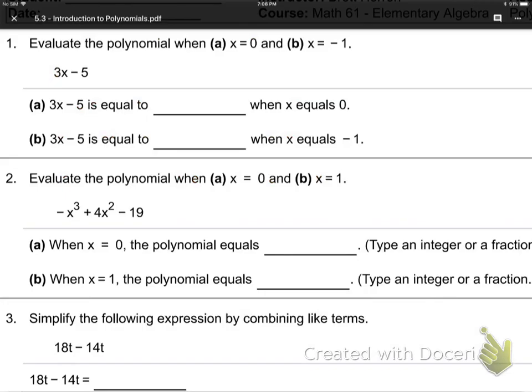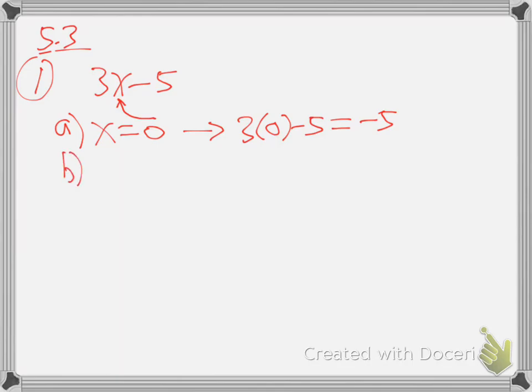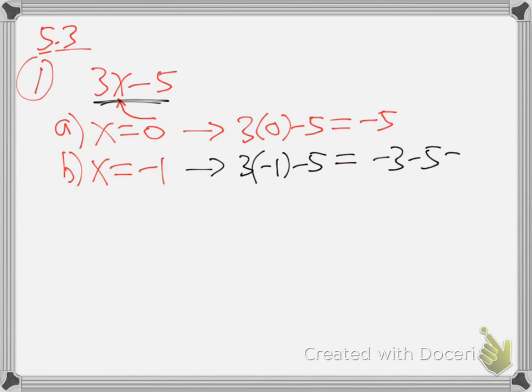And then part B, they're going to give us x equals negative 1. Same polynomial. Now what are we going to do with it? Put in negative 1. And so what do we get? Negative 3 minus 5, negative 8. Easy, right? Piece of cake. I'm going to move on to harder things.